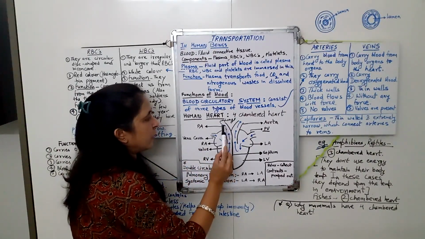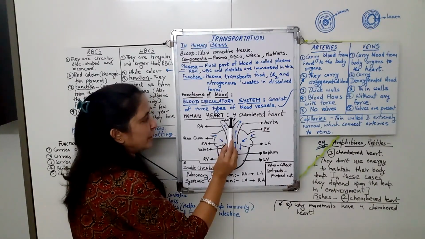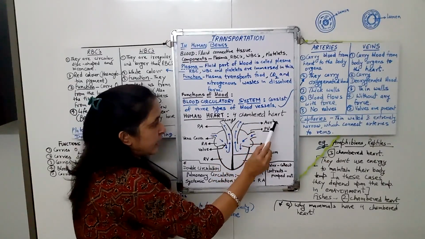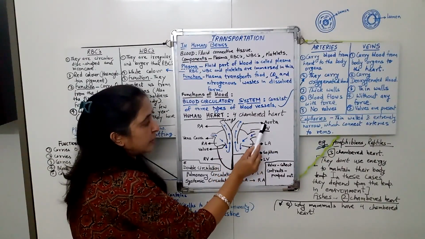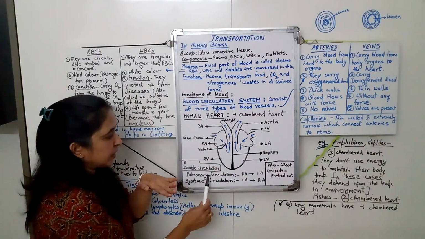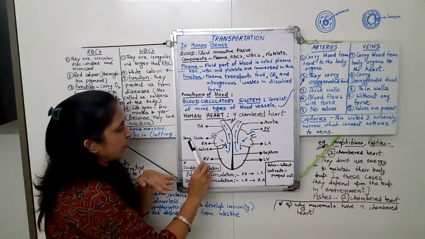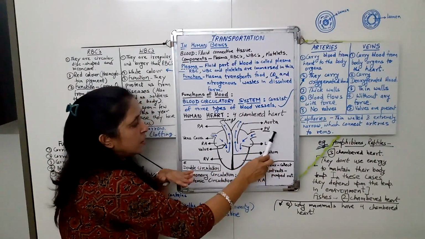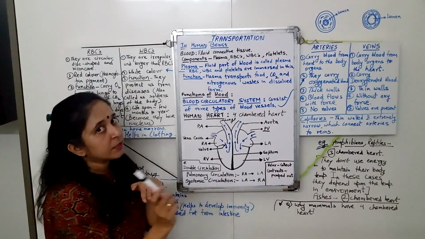Through the pulmonary artery it enters into the lungs, and after the purification it becomes oxygenated, and it will enter into the left atrium by the pulmonary vein. Only this much comes under pulmonary circulation. Pulmonary, lungs. So from the right atrium up to the left atrium, this comes under pulmonary circulation.